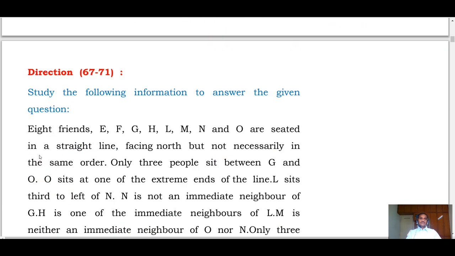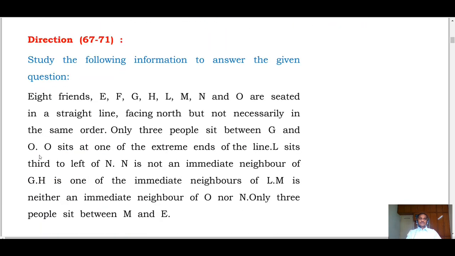Then 67 to 71, these 5 questions are based on seating. They are seated in a straight line. How many friends are there? 8 persons, E, F, G, H, L, M, N and O are seated in a straight line facing towards north, but not necessarily in the same order.